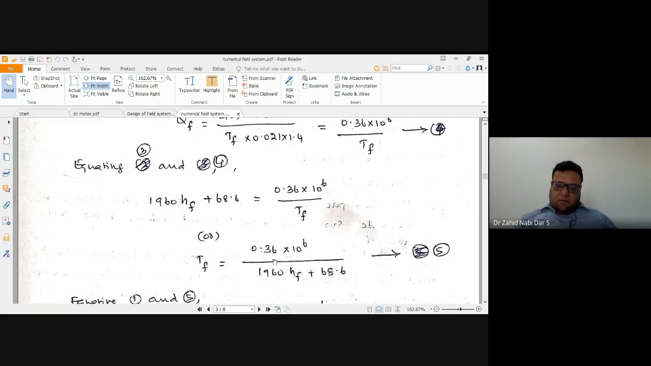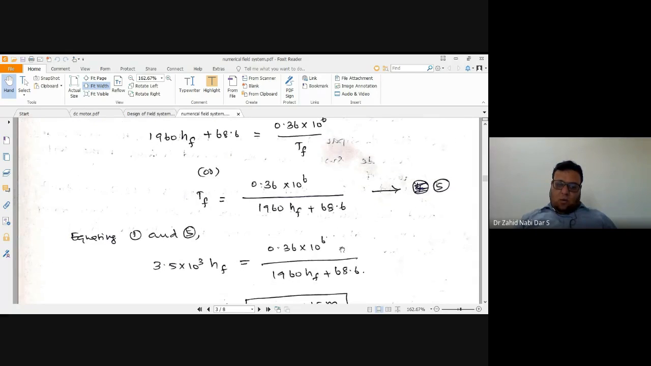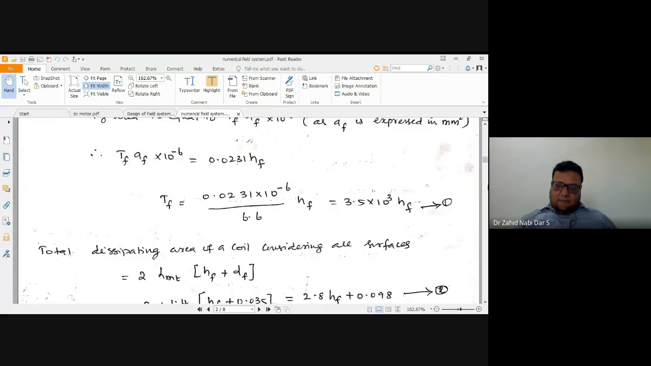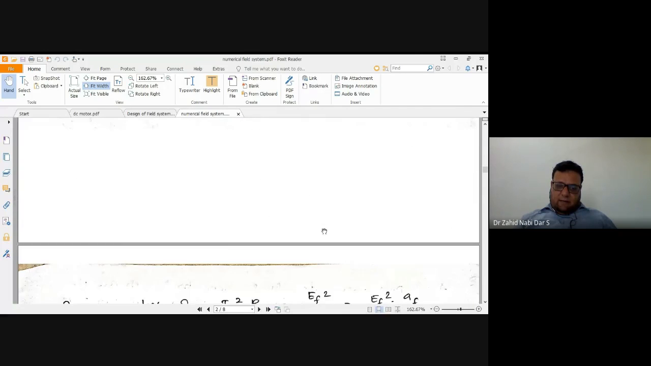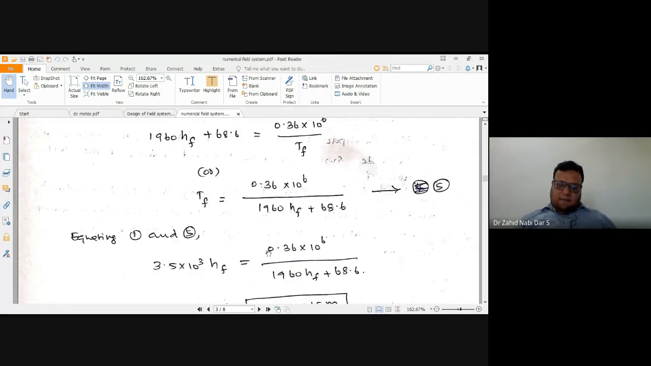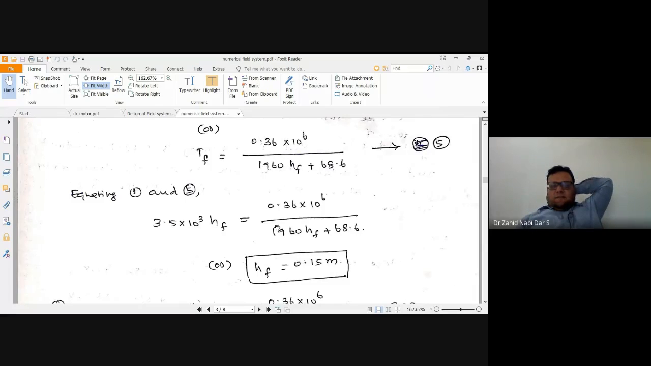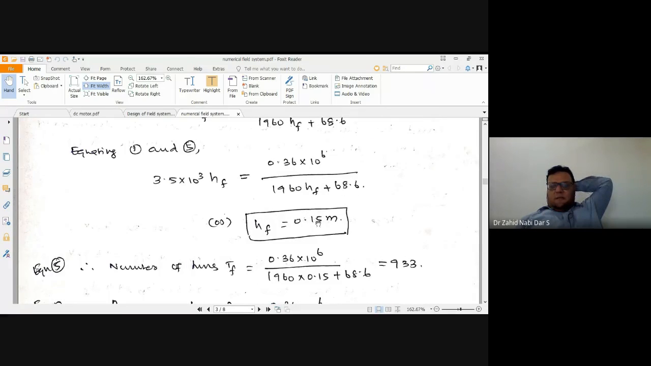So TF you can express in terms of HF. This is 0.36 into 10 power 6, 1960 HF plus 68.6. Now if you equate equation 1 and 5: in equation 1 the TF value is 3.5 into 10 power 3 HF, and equation 5 you have here. Where the TF value is this, you can equate these equations. So 3.5 into 10 power 3 HF would be equal to 0.36 into 10 power 6, 1960 HF plus 68.6. So HF is common. From this you can get the value of HF, 0.15 m.